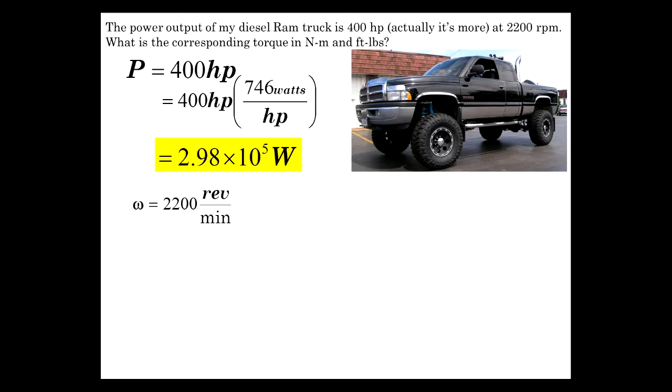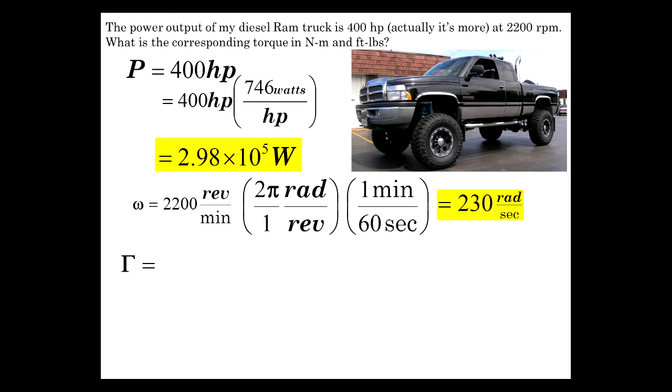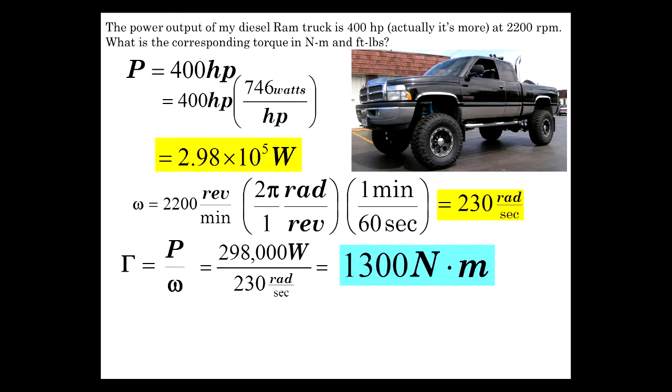Omega is 2200 revolutions per minute. Let's convert that to radians per second. So 2 pi radians per revolution, and then convert that to seconds. We get 230 radians per second. So there's omega. And as we just learned, power is equal to torque times omega. So torque is power over omega. So let's just plug the values in, the fundamentals. 298,000 watts over 230 radians per second, 1,300 newton meters.